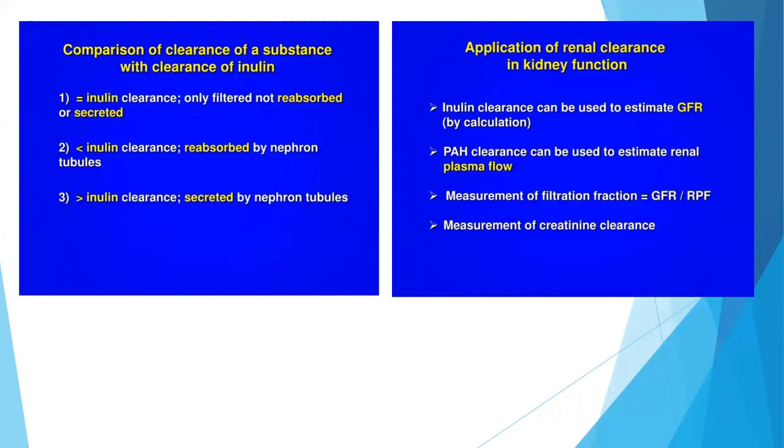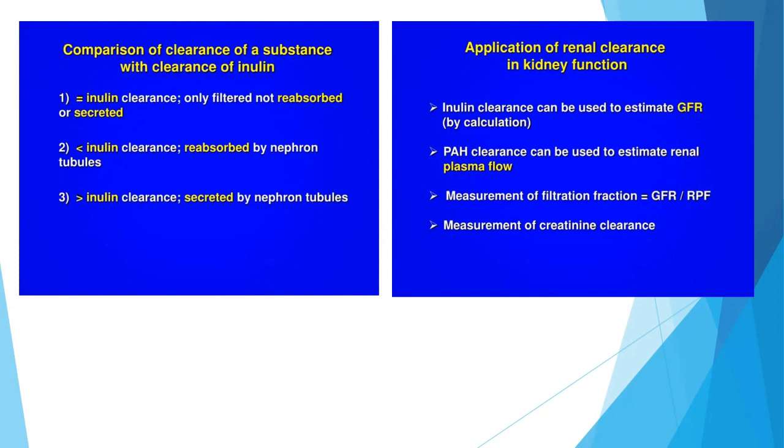So, comparison of clearance of a substance with clearance of inulin. Inulin clearance equals the GFR because it is only filtered, it is not reabsorbed or secreted. So inulin is first best. If the clearance of a substance is less than inulin clearance, it means that the substance is reabsorbed by nephron tubules. If the clearance of the substance is more than inulin, it means that the substance is secreted by the nephron tubules. So please understand it.